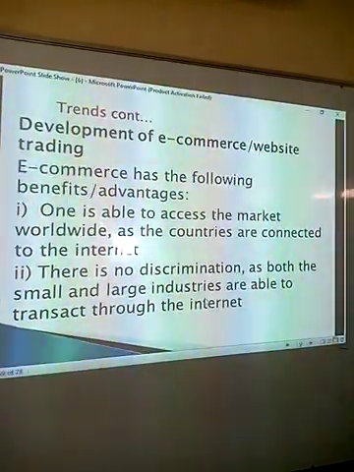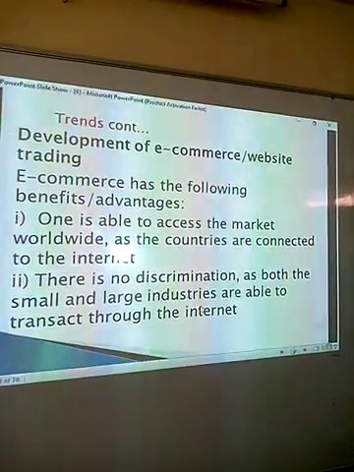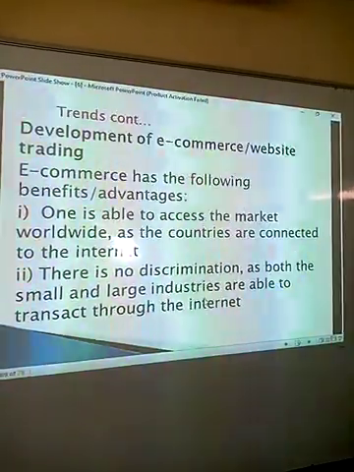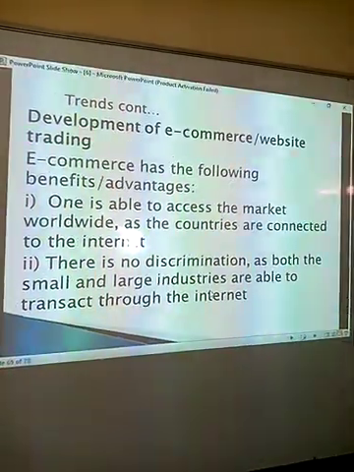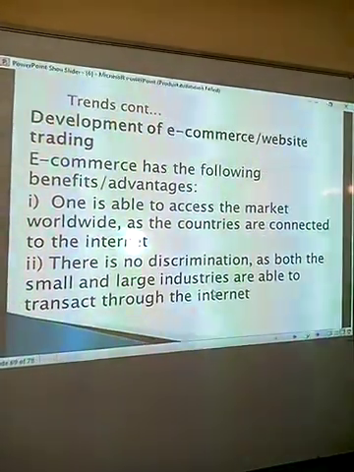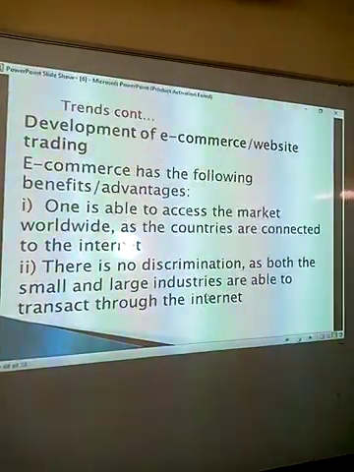As long as you are operating your business electronically, there is no discrimination. Industries are equal. They all have a space within the internet to transact their businesses. Therefore, there is no discrimination.